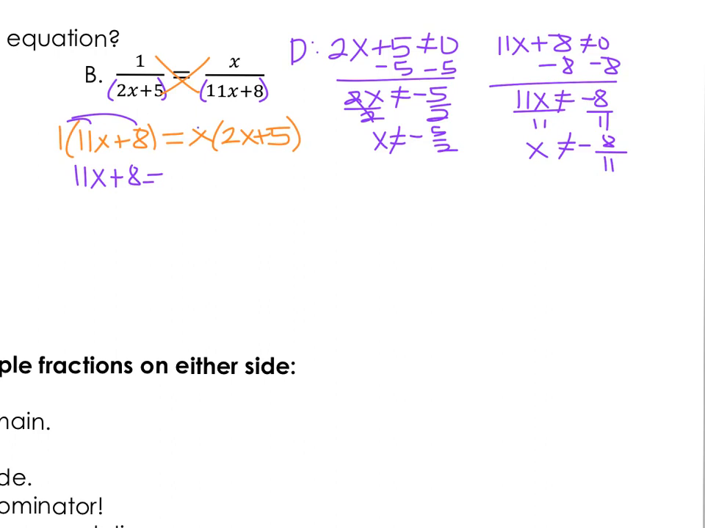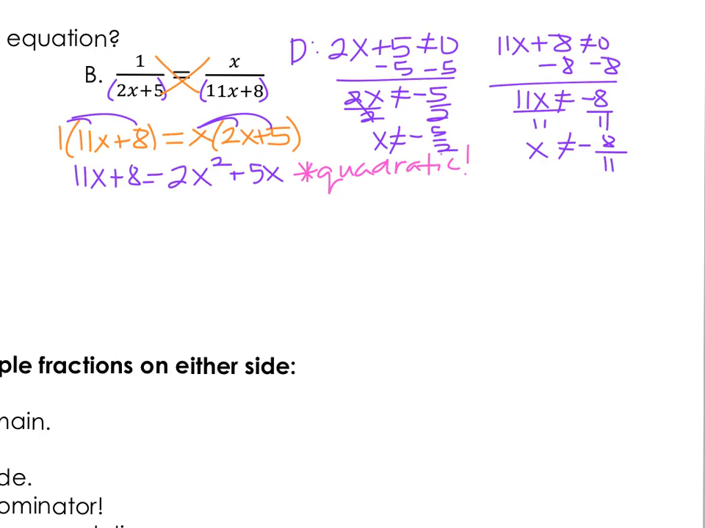If we take x times 2x, we get 2x squared. Plus x times 5 is 5x. All of a sudden, this becomes quadratic. The fraction went away, but now we have a quadratic equation. And anytime we have a quadratic equation, the rule is to set it equal to 0 and then factor.